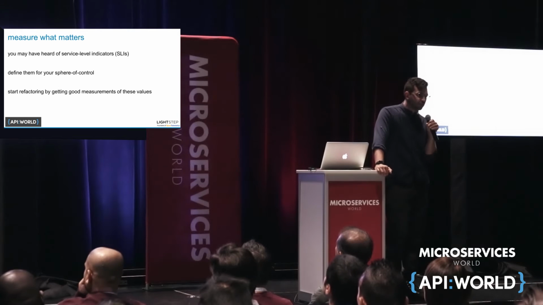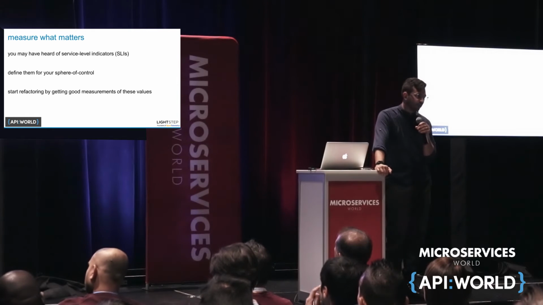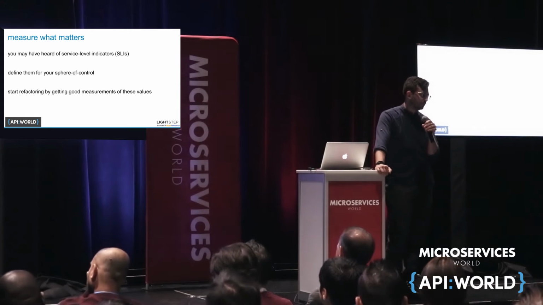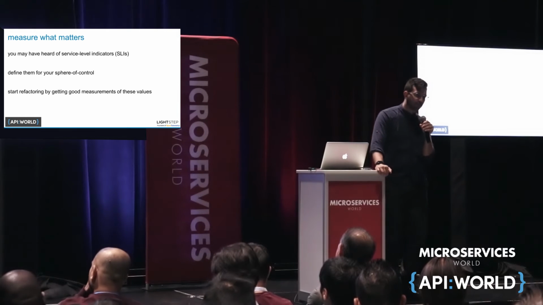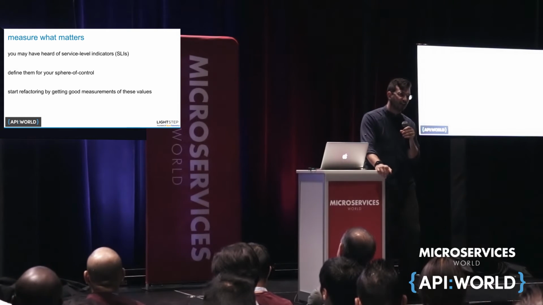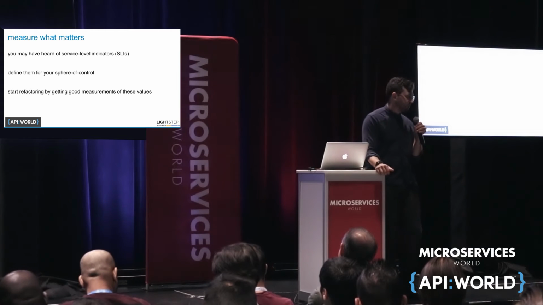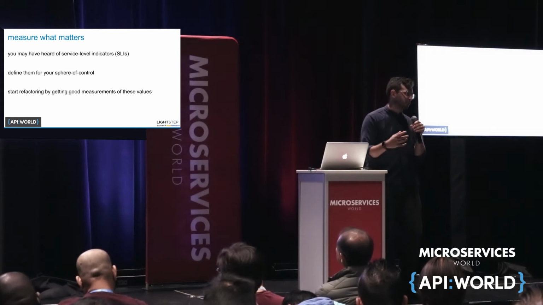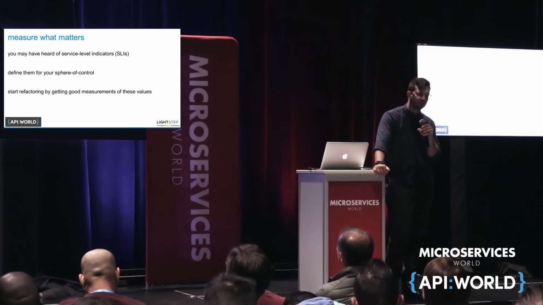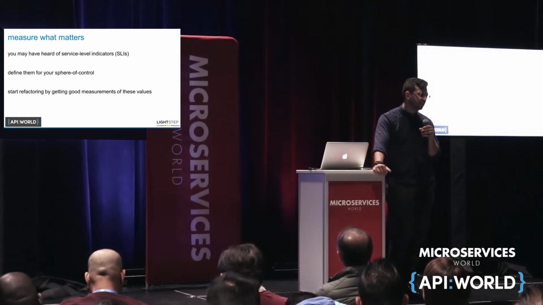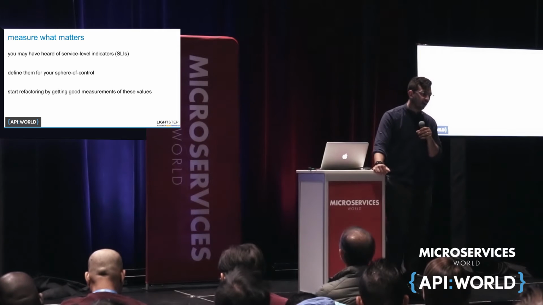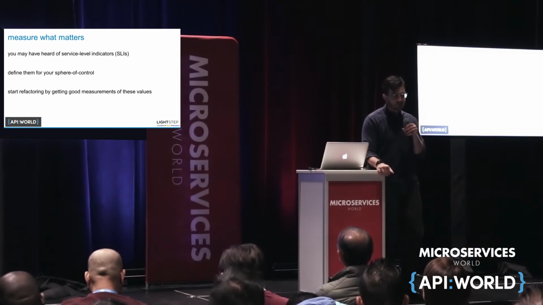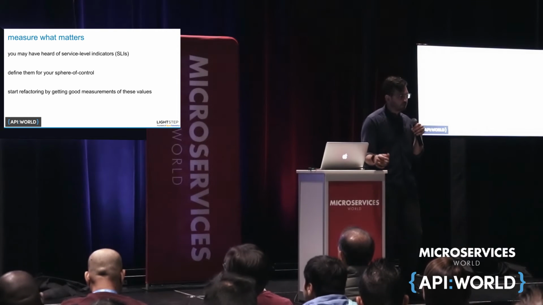So about measuring the important things in your application. You may have heard of service level indicators. You should figure out how to define them. A service level indicator is a measurement about your system that is actually important to your business, that's actually important to the people who depend on you. Some really common ones are availability, latency, errors. These are things that actually make differences to people who call you.